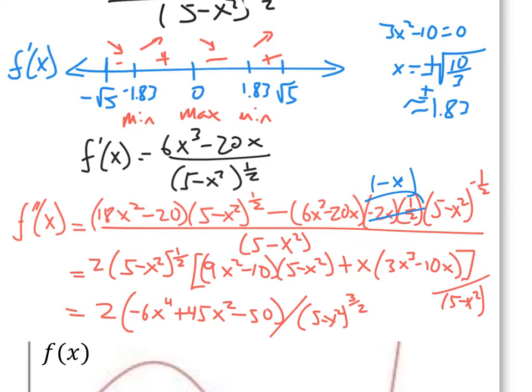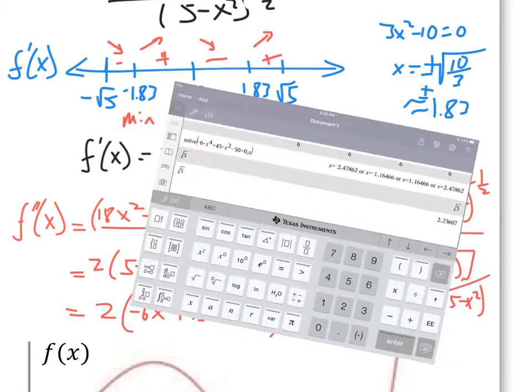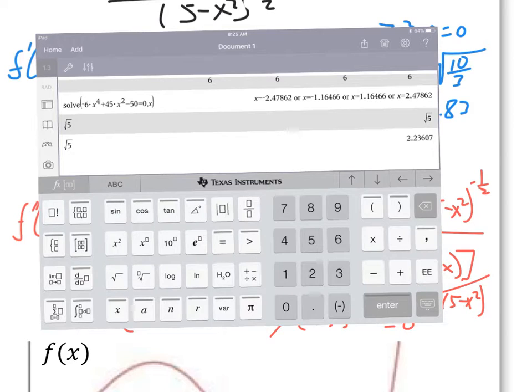We want to set this equal to 0, all right? And when that's equal to 0, we want to solve this, meaning we just want to set the numerator equal to 0. We'll go to our calculator for that. So go into our calculator here. We get these values, negative 2.4 and 2.4, negative 1.16 and 1.16.